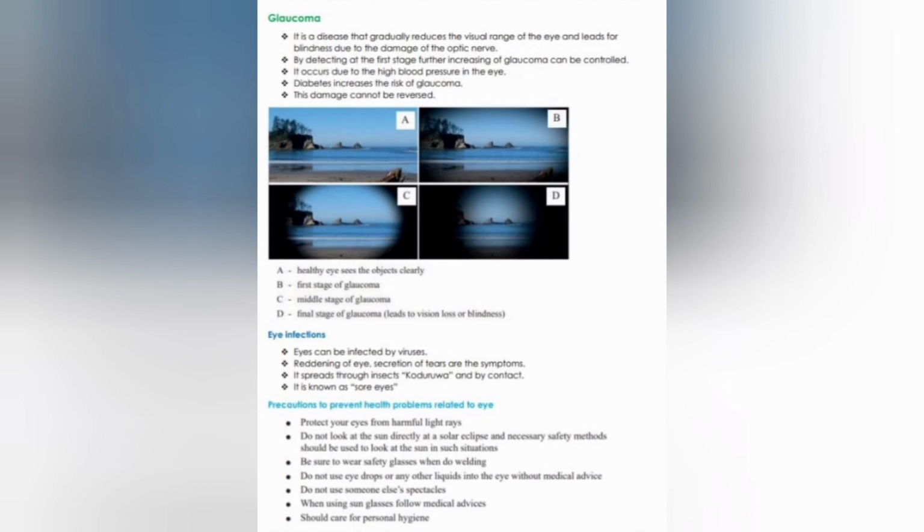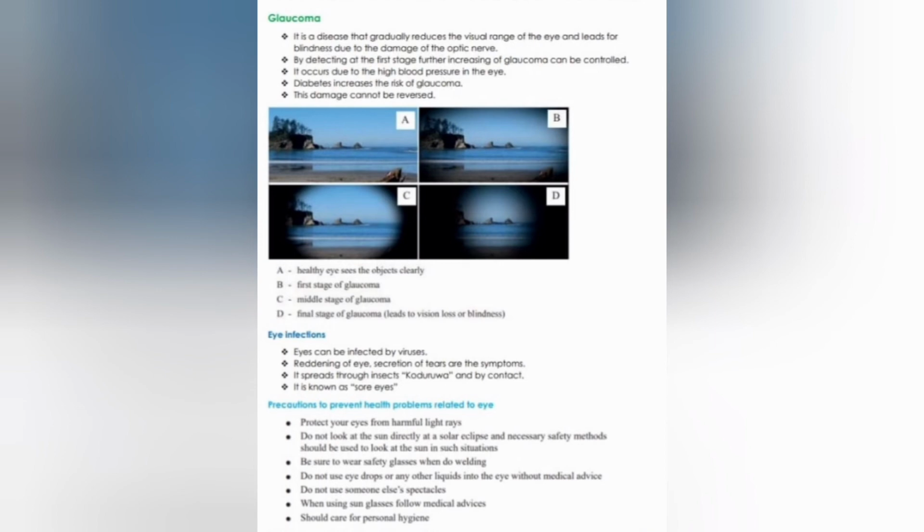Precautions to prevent health problems related to eye. Protect your eyes from harmful light rays. Do not look at the sun directly at a solar eclipse, and necessary safety methods should be used to look at the sun in such situations. Be sure to wear safety glasses when you do welding.